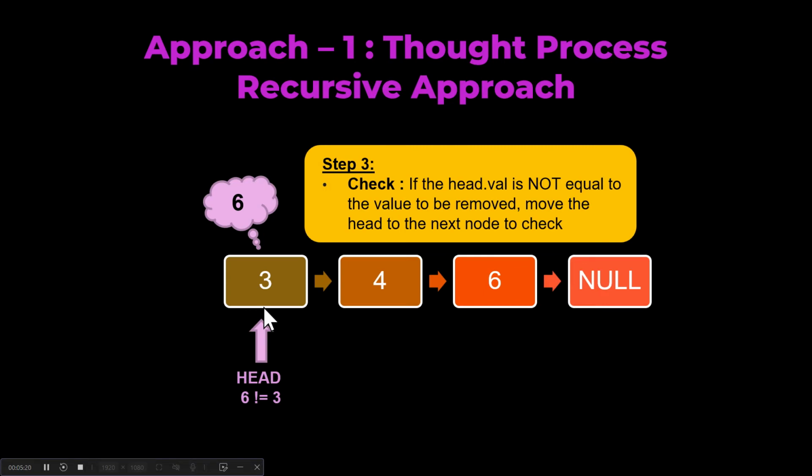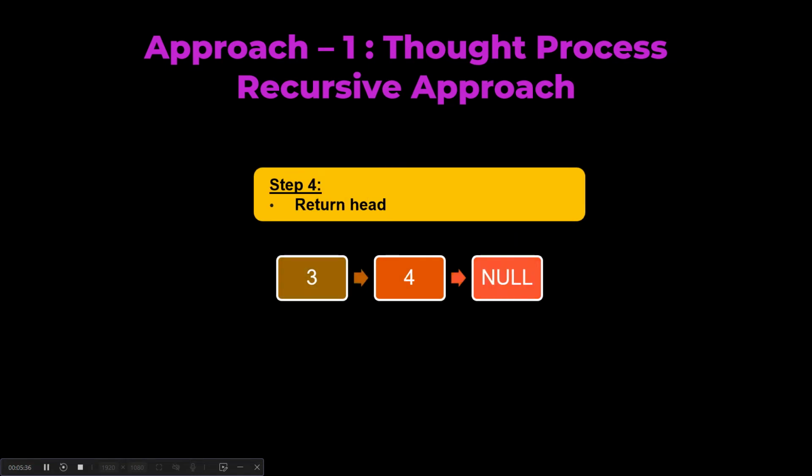Step 3. In this case, head.val is not equal to the value that we need to delete. 6 is not equal to 3. So we just move to the next node and check, continuing to make recursive calls. Step 4, we return the head, and by the end of it, the linked list that we will be returning is 3, 4.